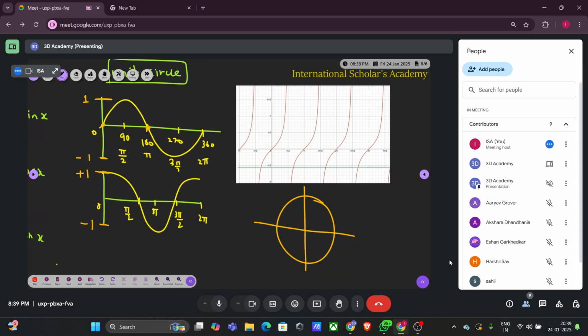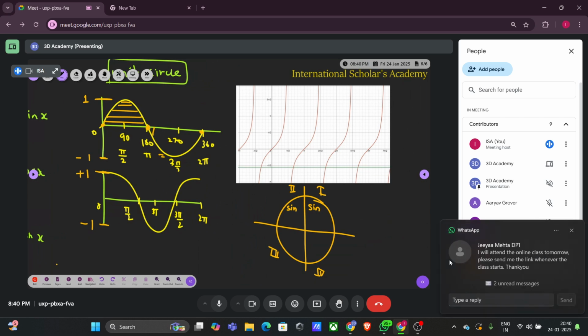ठीक है? From 0 to 180, all values are positive, 0 to 180. That's why if you remember, sine is positive in first and second quadrant. I am writing only positive functions in respective quadrants. ठीक है? This is first quadrant, second quadrant, third quadrant and fourth quadrant. Okay. Next, if you look in this from 180 to 360, it has got negative values. So here it has a negative value. That's why I am not writing it here.